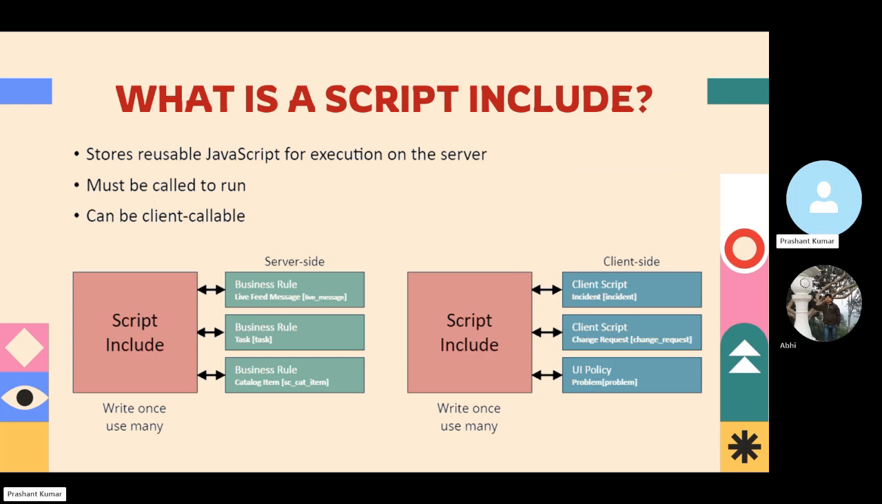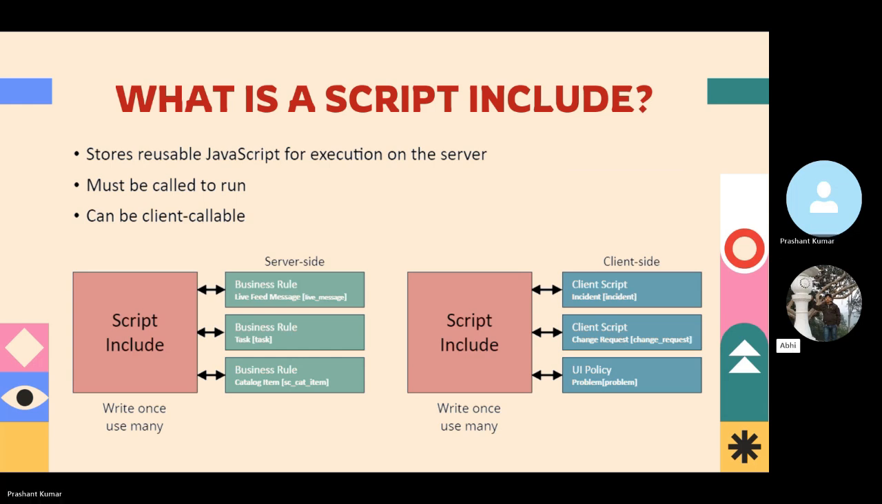It must be called to run. So it is like an on-demand call, and it can be client callable. Client callable is when we call it from the client side. With script include you can say write once, use many. So many things can be utilized here. On the server side we can execute it from business rules on the respective tables and many other tables wherever required. And on the client side also we can execute it under a client script of incident, request, problem, and catalog.